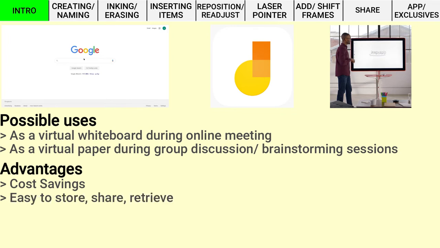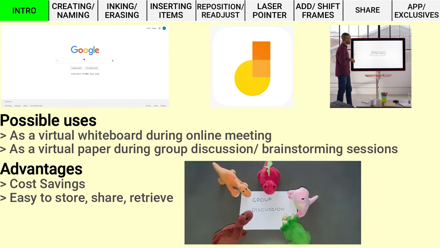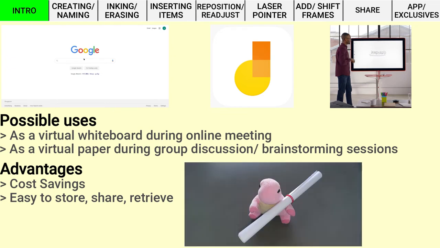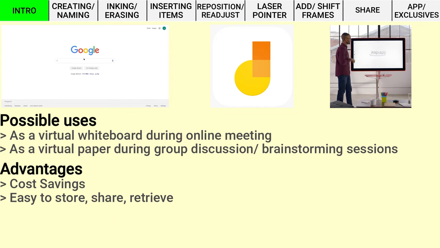In the past, when you do group discussions or group brainstorming sessions, you have to get big pieces of paper, writing materials, and then you have to crowd around the paper and write down your points. With Google Jamboard, you no longer have to worry about having to decipher handwriting that is hard to read. You also do not have to worry about storing these big pieces of paper, sharing it with others, or retrieving this information in the future when you need it.